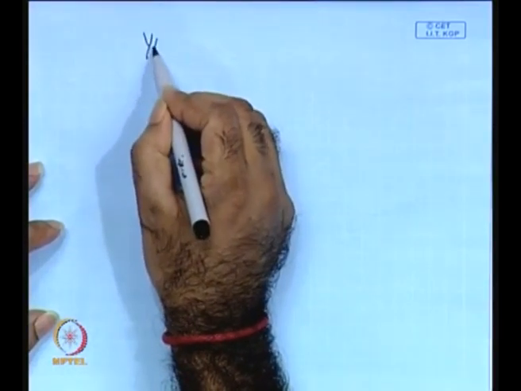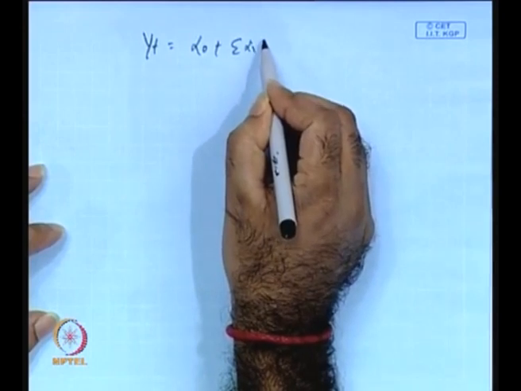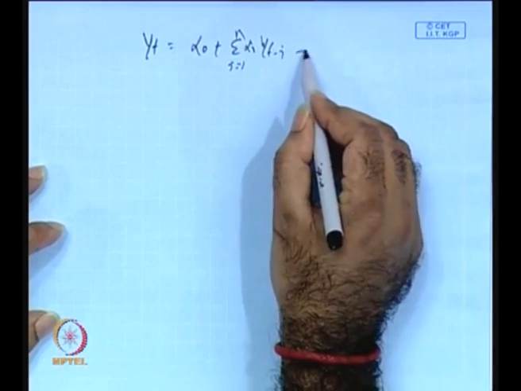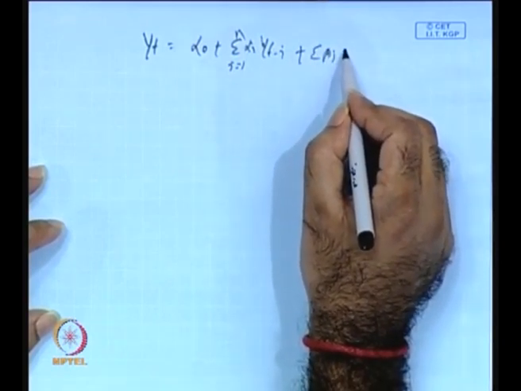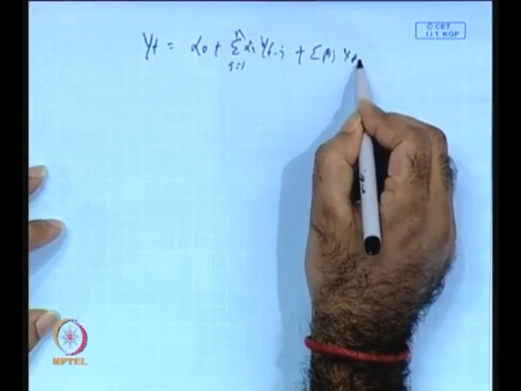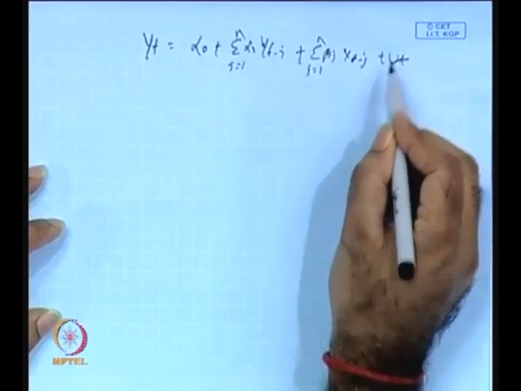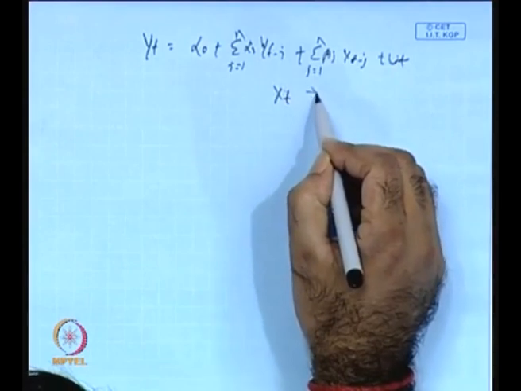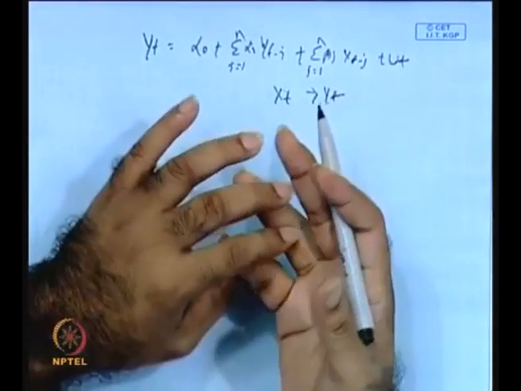So now the standard procedure. Let's start with yt equal to alpha 0 plus summation alpha i yt minus i, i equal to 1 to n, plus summation gamma j xt minus j, j equal to 1 to n, plus ut. So let's say this is our equation. Our agenda here is to know whether xt influences yt. Altogether there are three steps here.